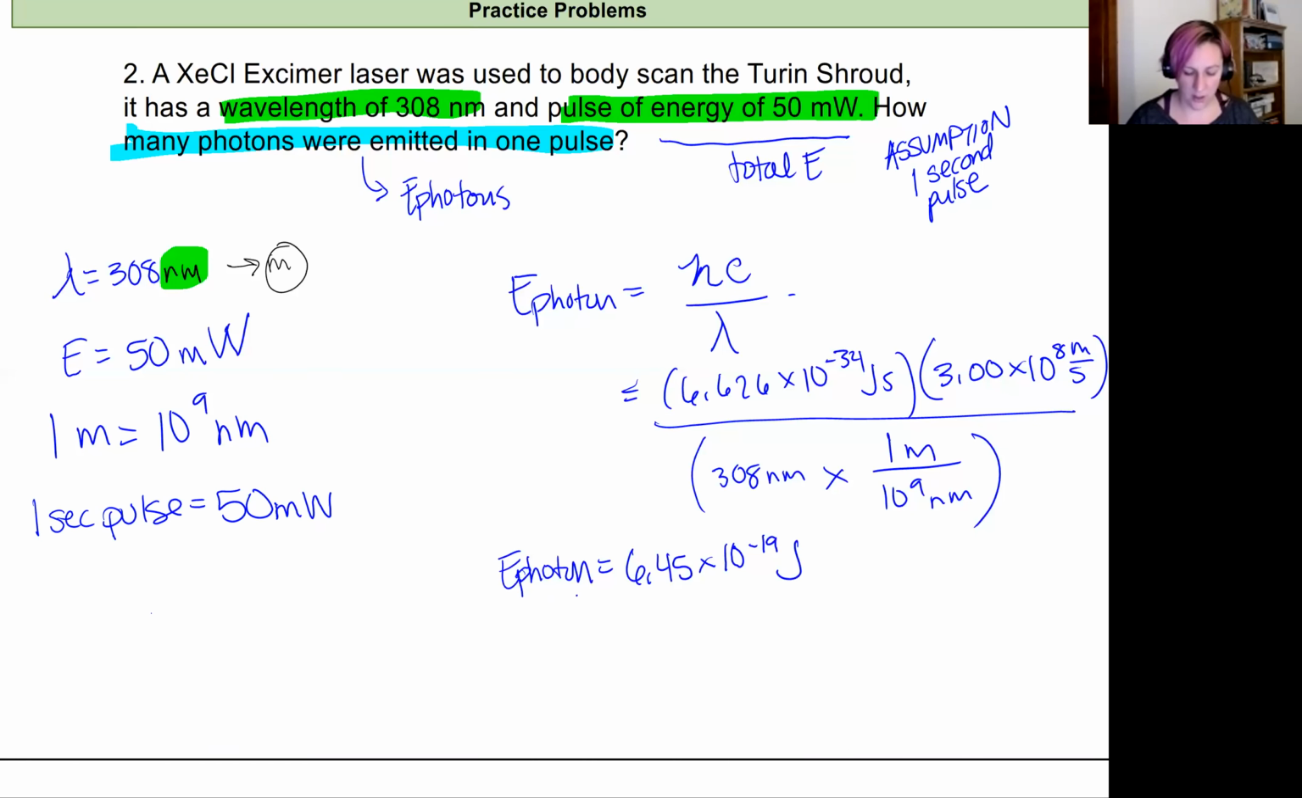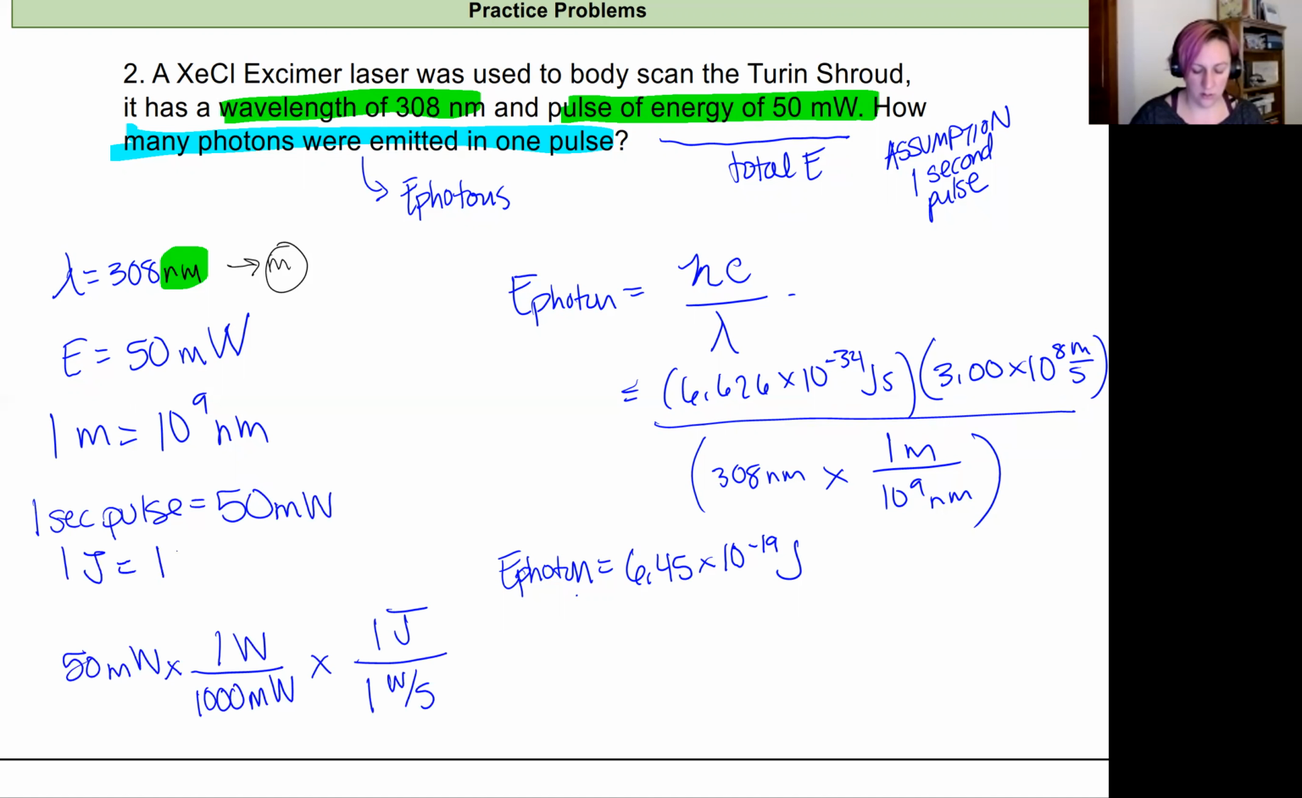Let's convert our 50 milliwatts into watts. So 1 watt is equal to 1,000 milliwatts. And now we're going to convert into joules. A joule is equal to 1 watt second. Since we're working with just a 1 second pulse as our assumption, we can make this a quick conversion. And so we're going to convert this into 0.050 joules of total energy.